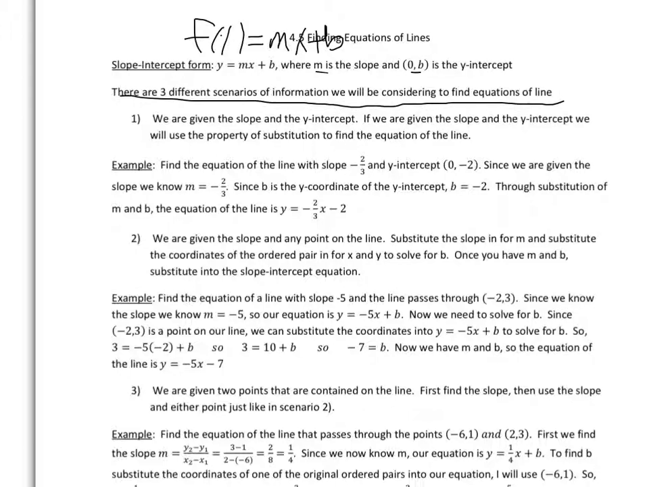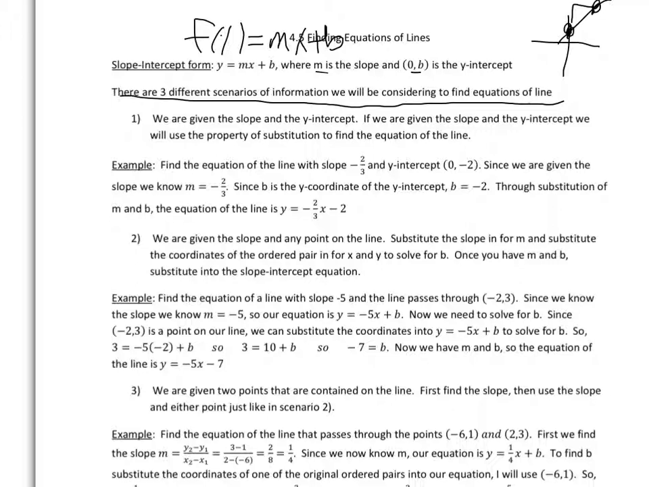If we're given the slope and the y-intercept, so think about it. If they give us the y-intercept and a slope, up some over another, that gives us 2 points. That's a line. If we're given the slope and the y-intercept, we're going to use the property of substitution to find the equation.